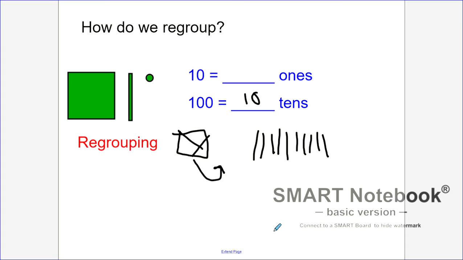Now let's do the same thing. If I had a tens block and I needed to regroup it into ones, how many would I change my tens block into? How many ones are in a tens block? And hopefully you got the same answer, 10. We can change a tens block into 10 ones.